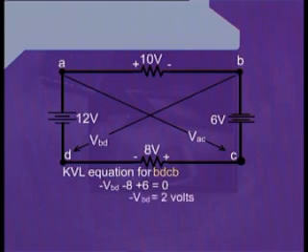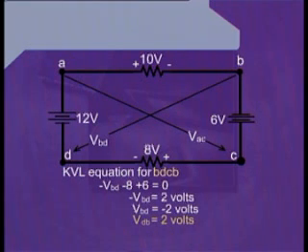Simplifying it, we can have a value of minus VBD is equal to 2 volts. Now once again, VBD is equal to minus 2 volts. And if we reverse the sequence of these voltages, that is, we write VDB, then obviously we have to write equals 2 volts.